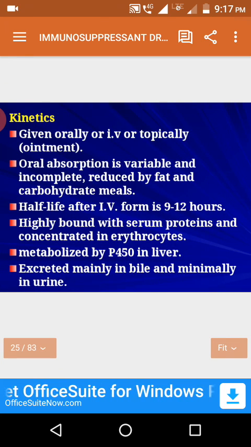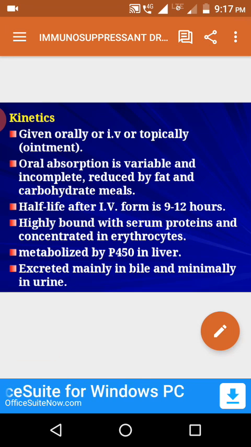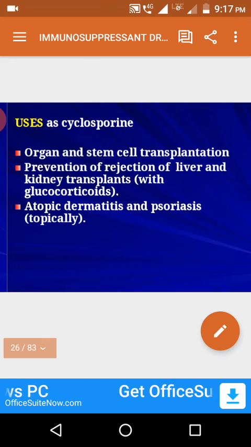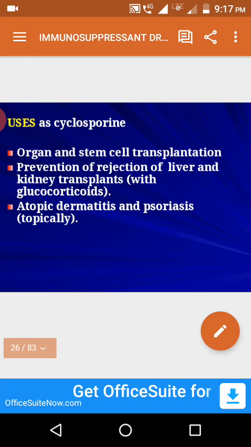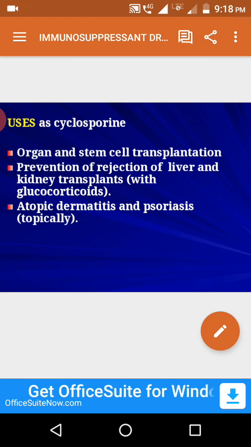Kinetics: generally given by oral, IV, and sometimes also by topical application. Next, metabolism in the liver is a normal process. Uses: like cyclosporin, it is also used for the treatment of autoimmune disorders, and also used to prevent rejection of transplanted organs like liver, kidney, and so on.